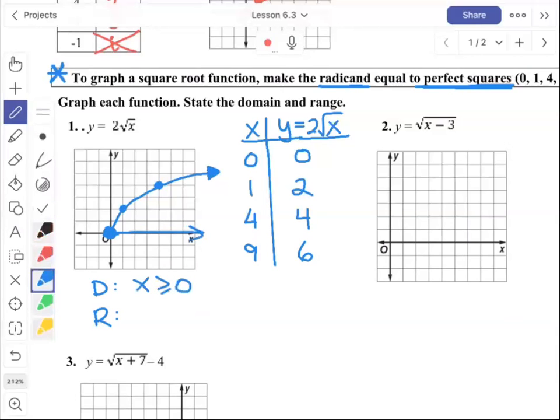And then the range, I'll do this in red. Your starting point is here, and it goes up. As the graph is going this way, it's actually going up. So range is going to be y is greater than or equal to 0.